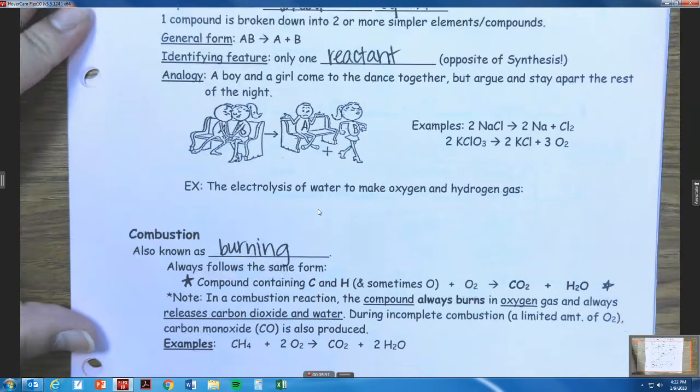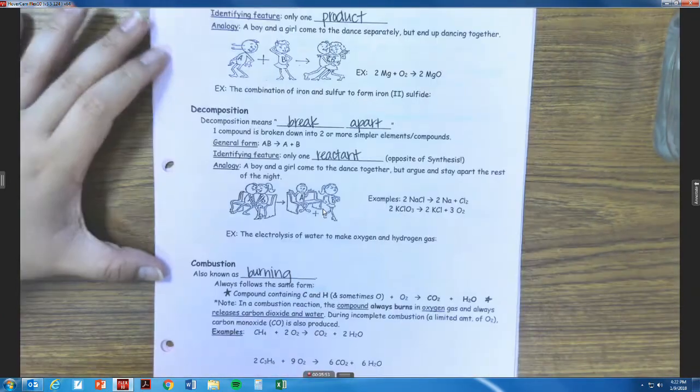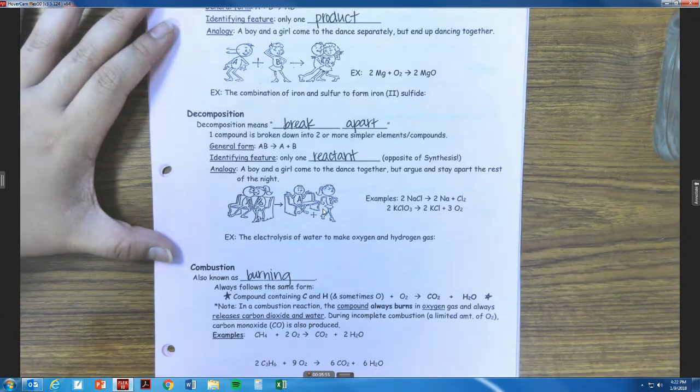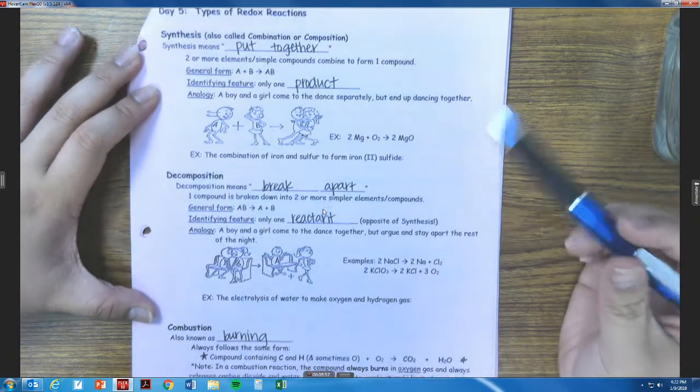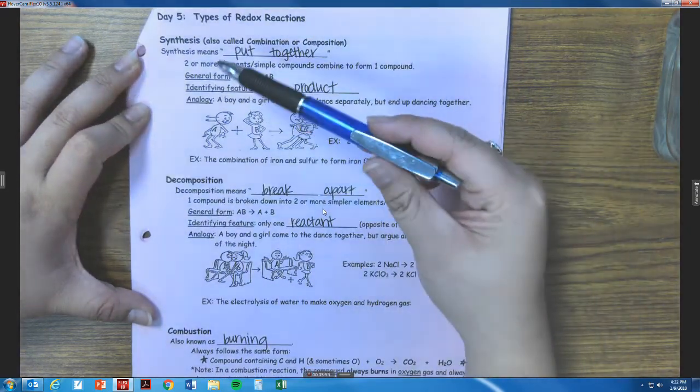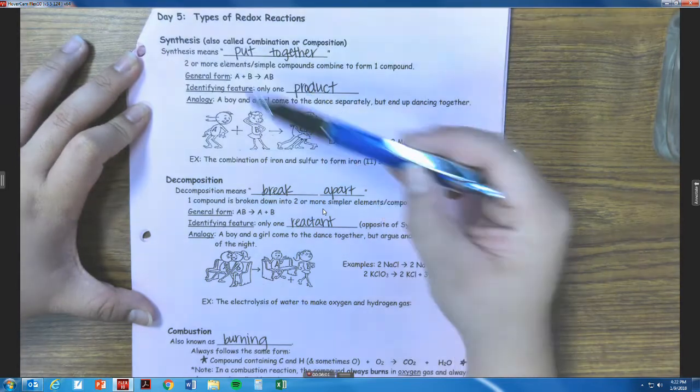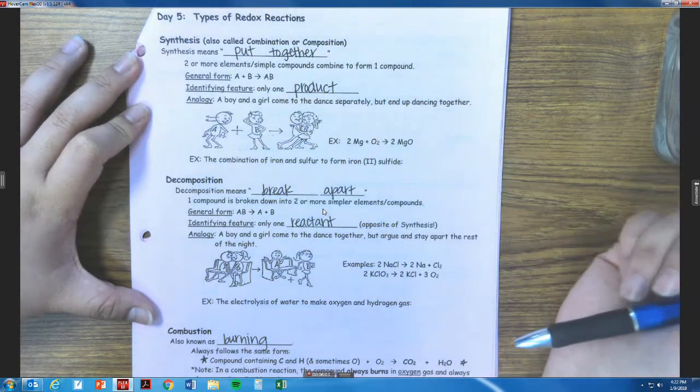So really, the only thing you need to know for day 5 for our quiz is these 3 terms: synthesis, decomposition, and combustion.